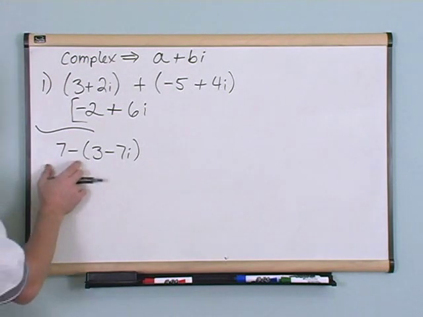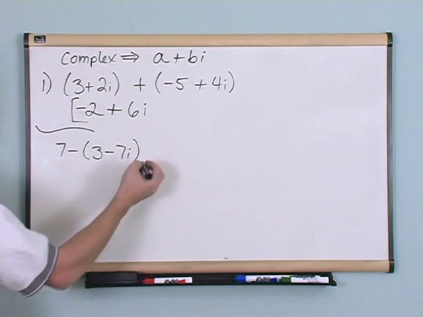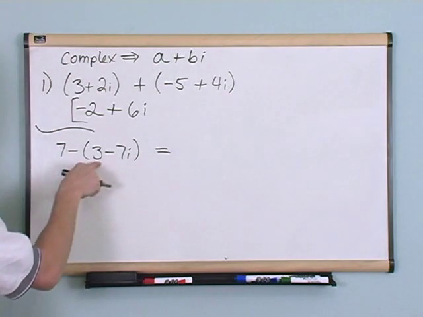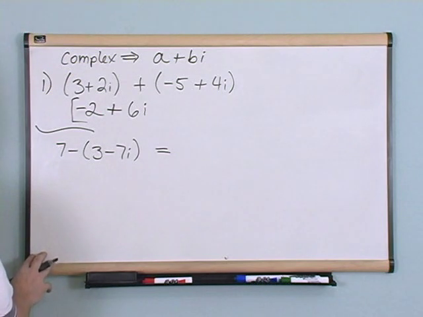So in order to add these complex numbers, I've got to add like terms. This is a real number. This is a real number. I can add them together. But before we do that, I want to simplify this a little bit.